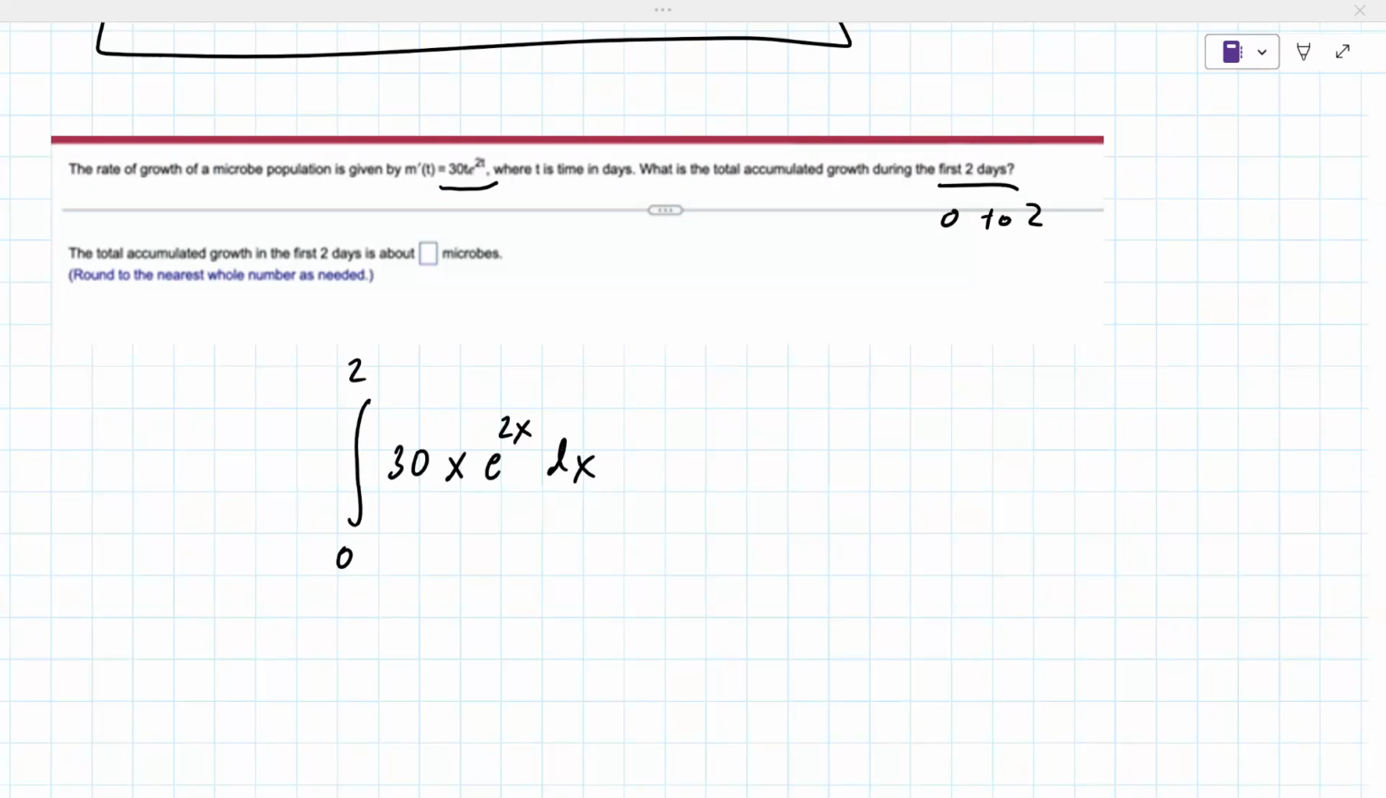So, okay, 2. When it says first 2 days, it wouldn't be like 1 to 2, it'd be 0 to 2. Yeah, we think of time zero as initial. It's a good question. If it said from day 1 to day 2, then it would be slightly different. Okay.